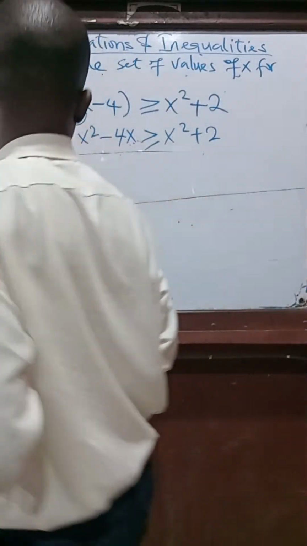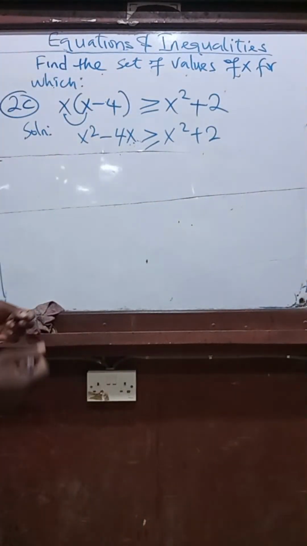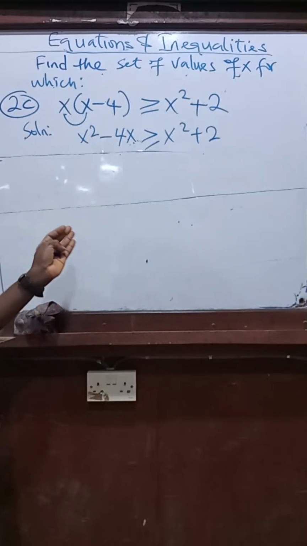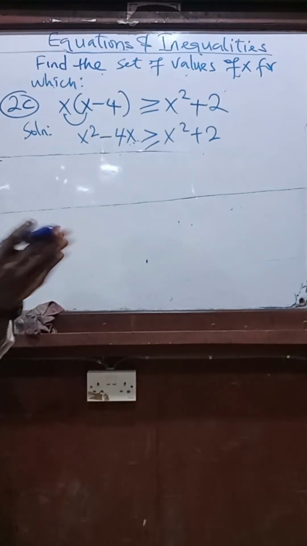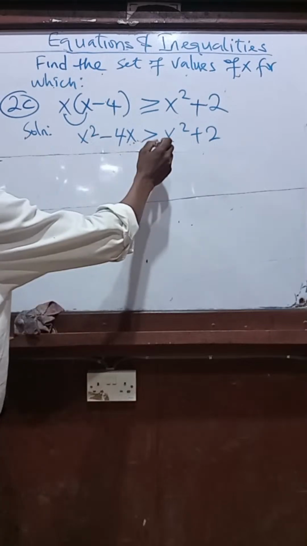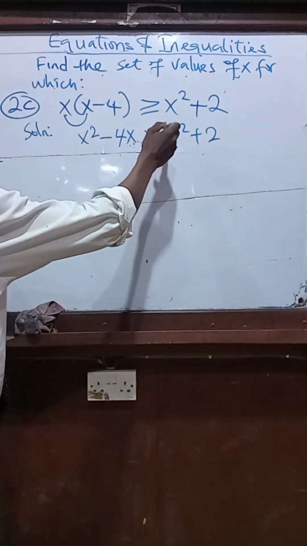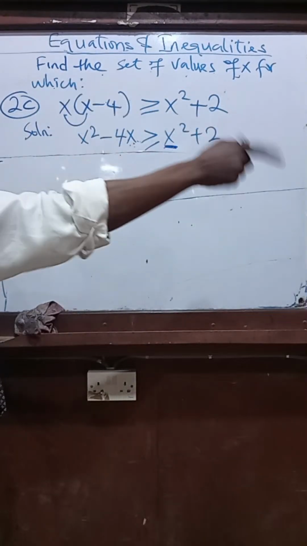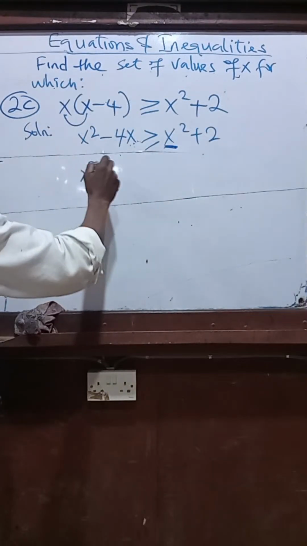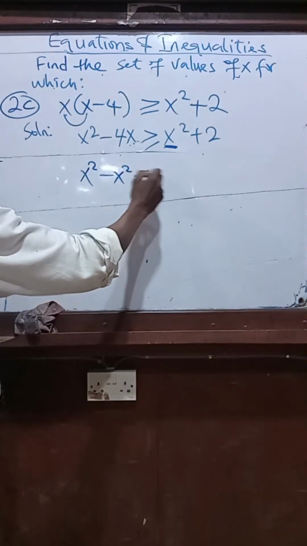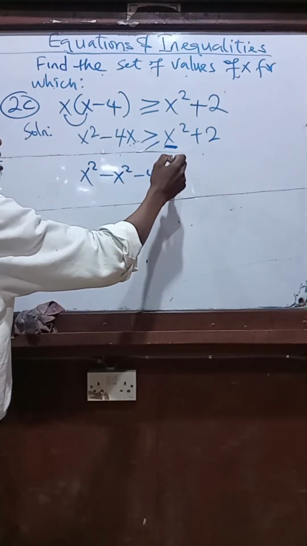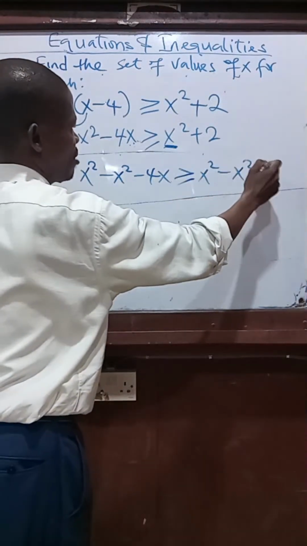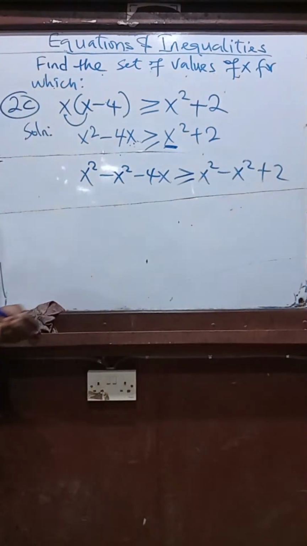Okay. Then the next thing to do is to make sure that your x squared are in one place. So we need to remove this one from here. And that will be equal to what? Add minus x squared to both sides. So that will be x squared minus x squared minus 4x, okay, greater than or equal to x squared minus x squared plus 2. Okay.